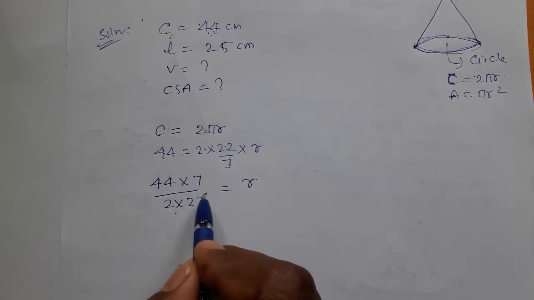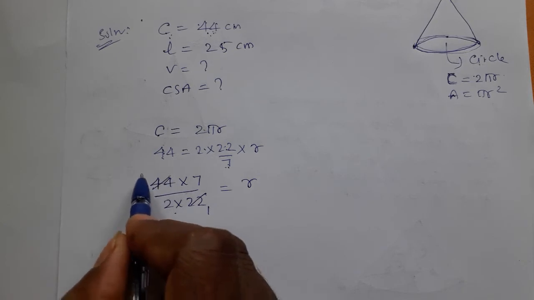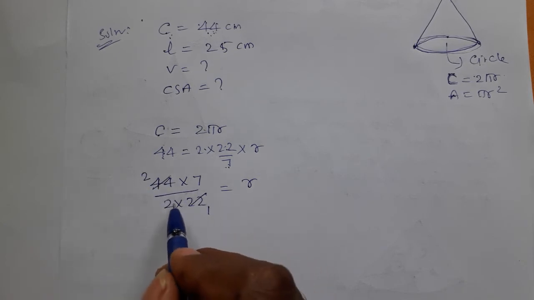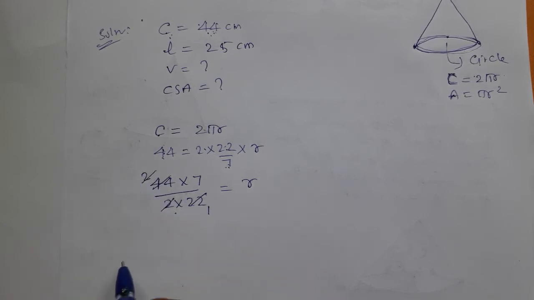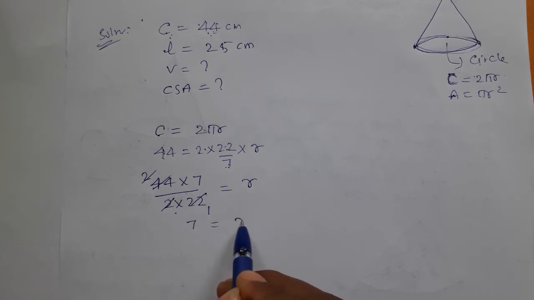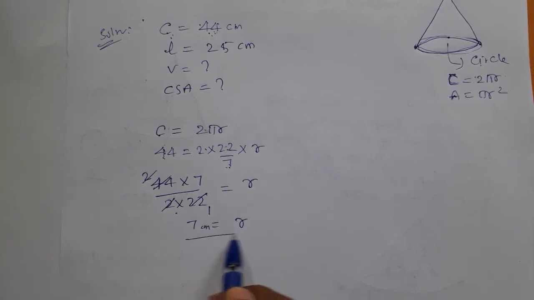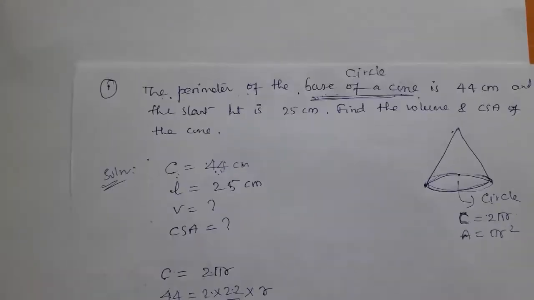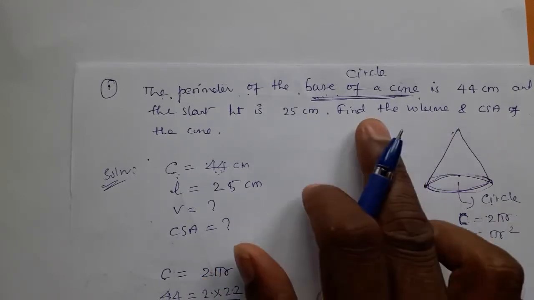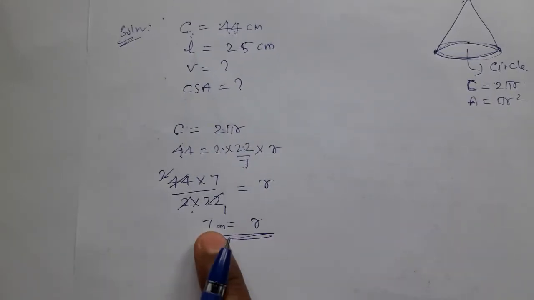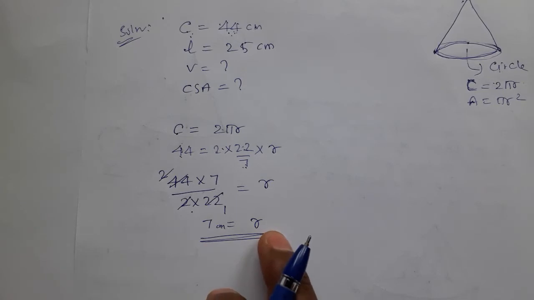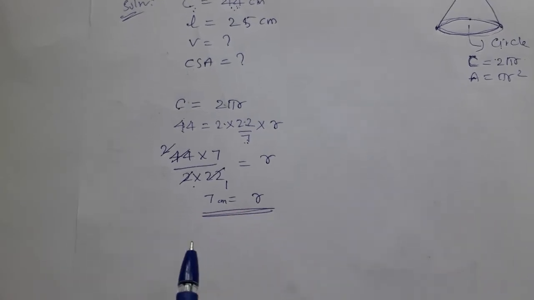Using the 22 table: 22 ones are 22, 22 twos are 44. Next this 2 also gets cancelled, and finally we get only 7. Radius is 7 centimeter. The question did not ask to find the radius, but we will keep this radius equal to 7, as it will be useful in the next step.